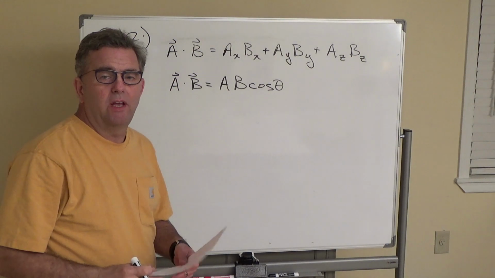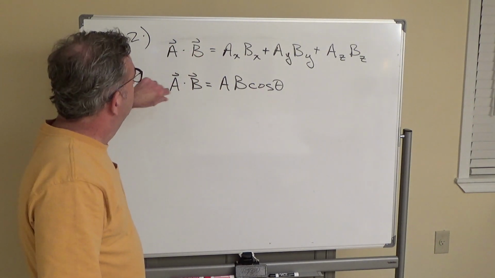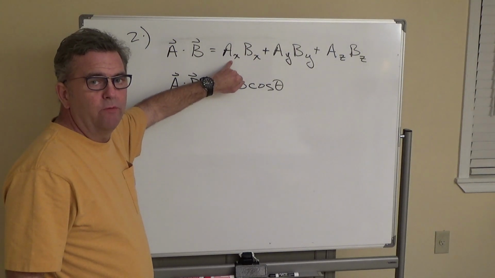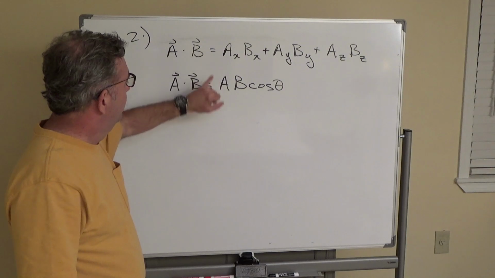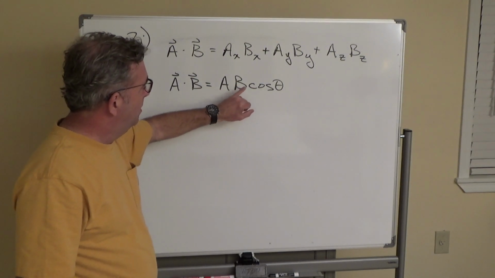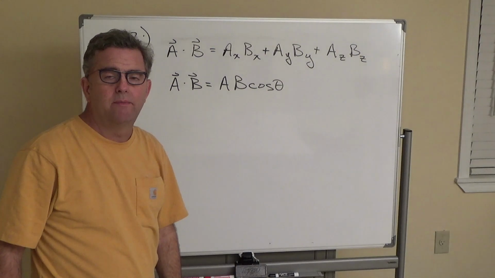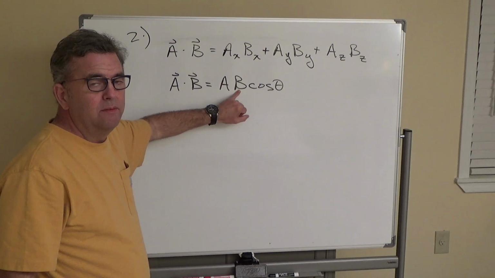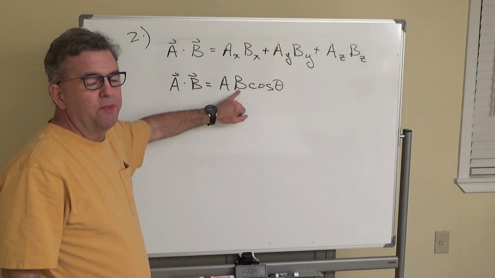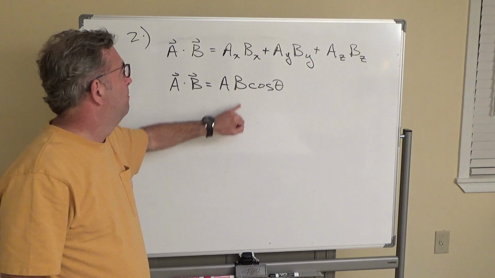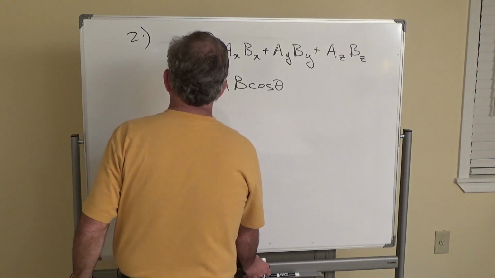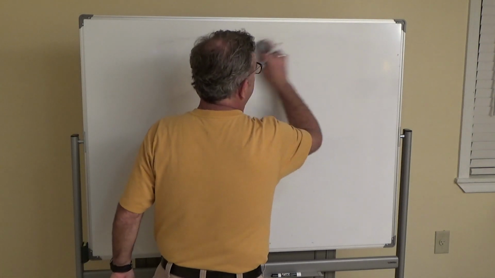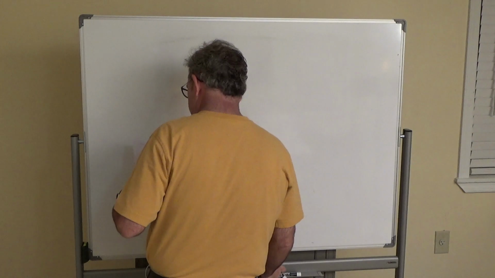So these vectors are given to you in component form, A and B. Take the dot product in component form, that gives you some number. That number is equal to A, B, cosine theta. Okay? How do you figure out A? How do you figure out B? Well, how do you figure out the magnitude of a vector? Pretty simple. Okay. That's number 2. No big deal there. I think you can handle that.